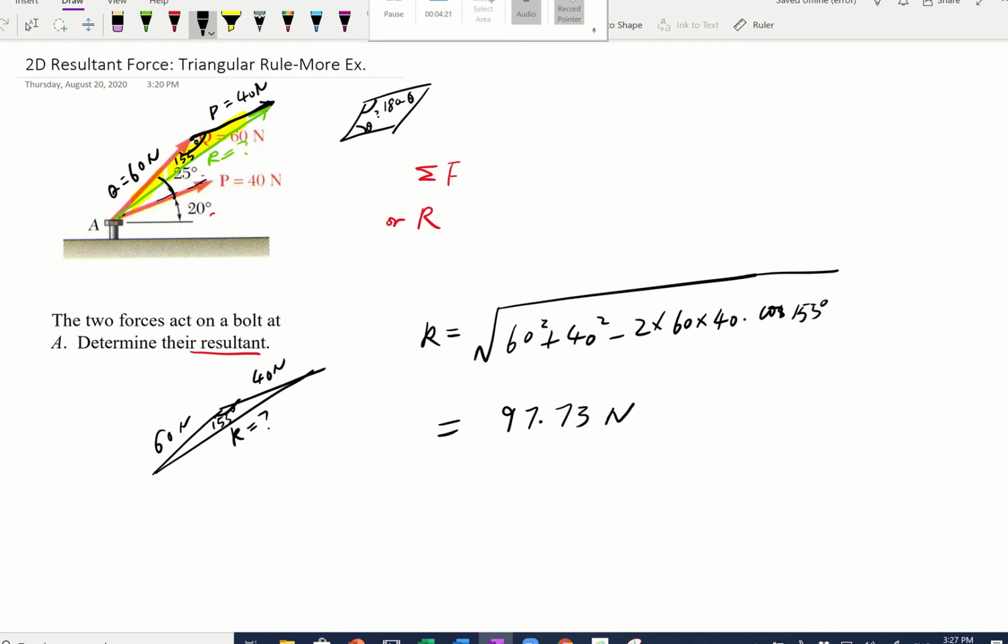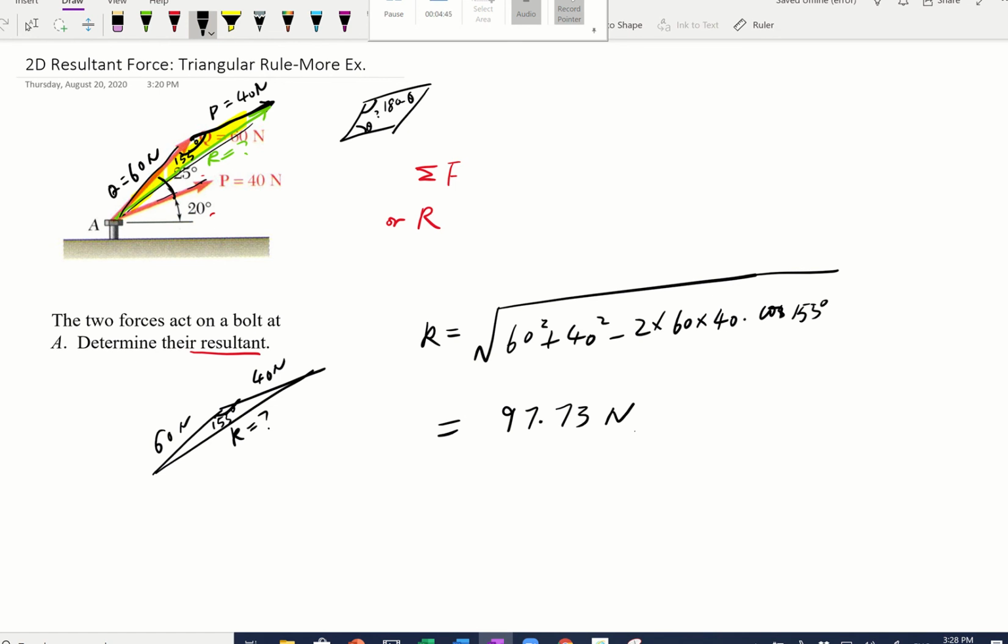I think this number is reasonable. Why? Because this is 60 Newton, this is 40 Newton. This resultant is going to be less than those two added together, and it will be longer than each one of them. So I think that number is in the ballpark. So we figured out the magnitude of this resultant. R is taken care of. Now we just need to know the direction.